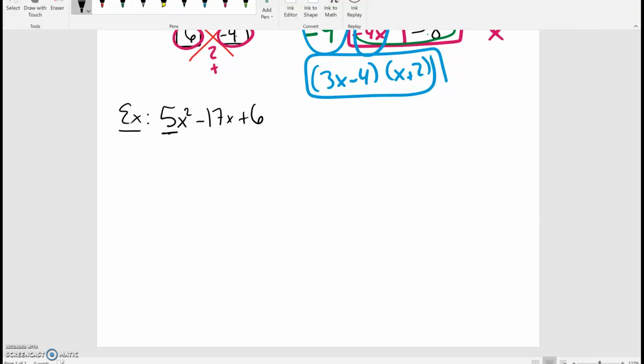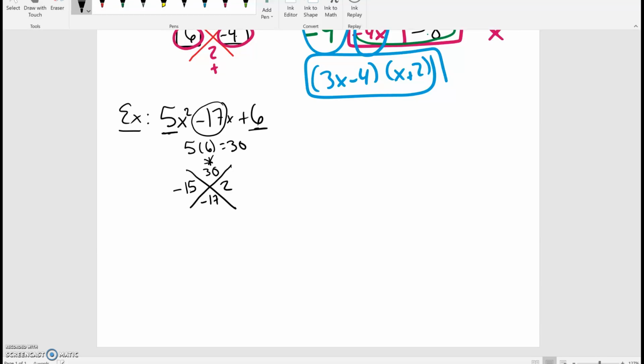I have to multiply the 5 times the 6 first. That's the first thing I've got to do: multiply these two things together. So now this is a 30. Now I can use the diamond. What two numbers multiply to get 30 and add up to get negative 17? After a couple of moments, I think you can think about negative 15 and positive 2.